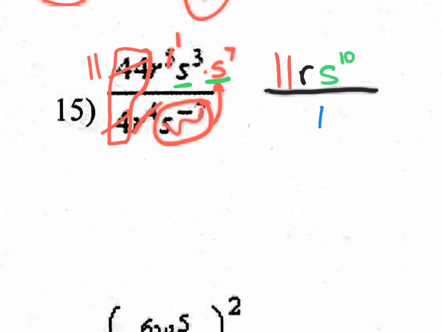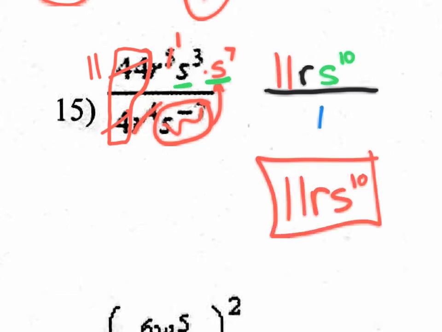So like I said, anything divided by 1 is the same value. So I'm not going to write it over 1. On your multiple choice, you're not going to see it over 1. You're just going to see 11rs to the 10th power.